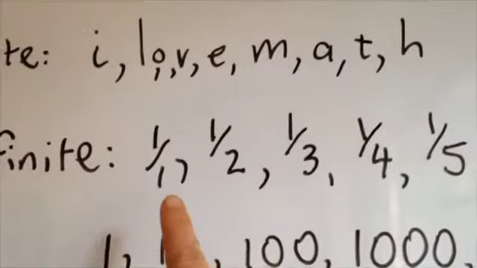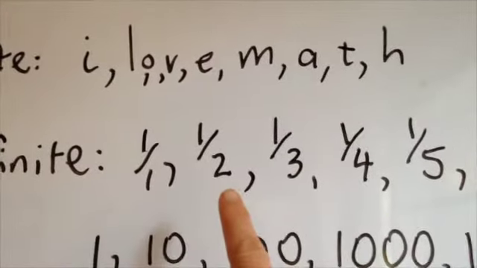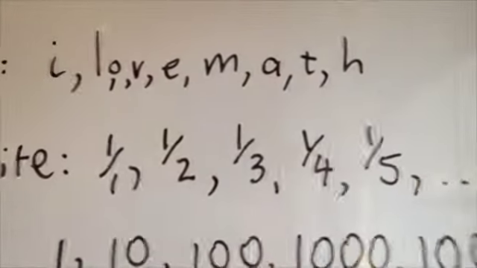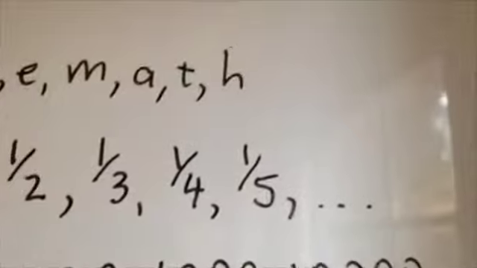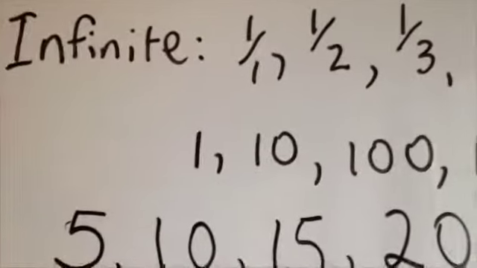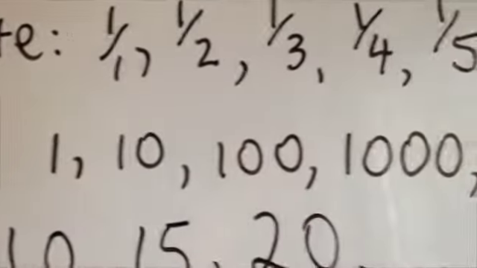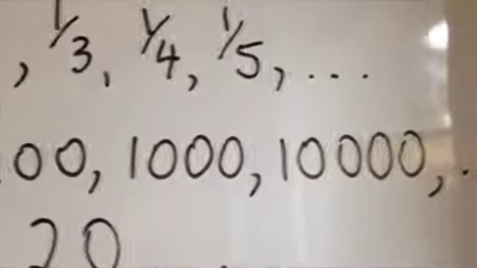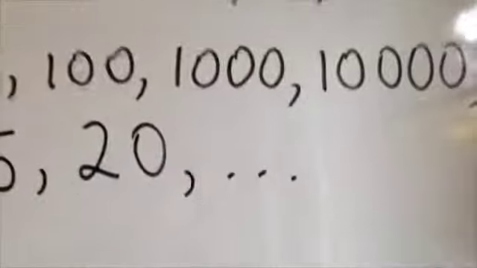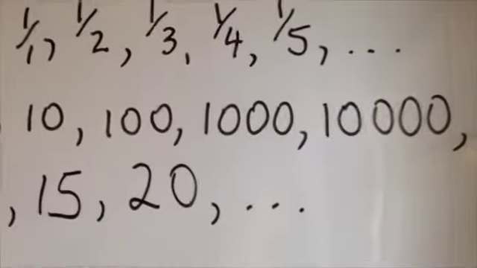Here the first term is 1 over 1, the second term is 1 over 2, the third term is 1 over 3, and we can go on and on and on. 1 over 4, 1 over 5, 1 over 6, 1 over 7, and we can keep going. Here's another infinite sequence, 1, 10, 100, 1,000, 10,000, and we go on and on. Here's another, 5, 10, 15, 20, and it goes on and on.